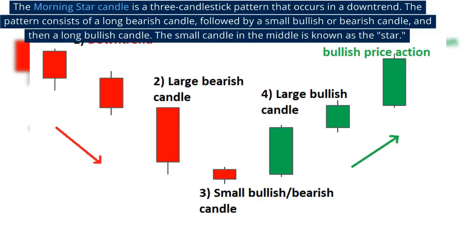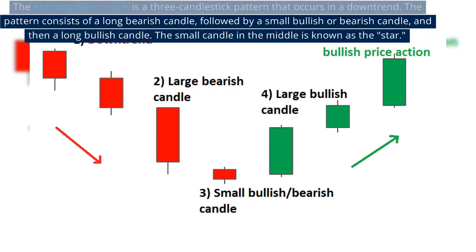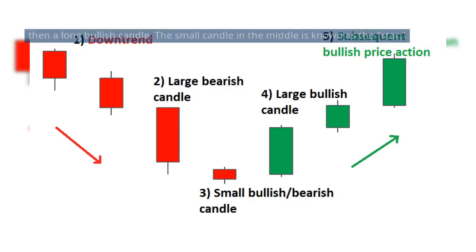The Morningstar candle is a 3 candlestick pattern that occurs in a downtrend. The pattern consists of a long bearish candle followed by a small bullish or bearish candle and then a long bullish candle. The small candle in the middle is known as the star.